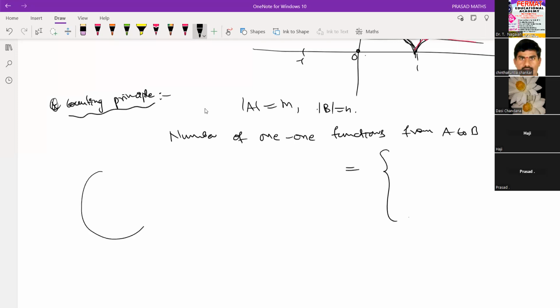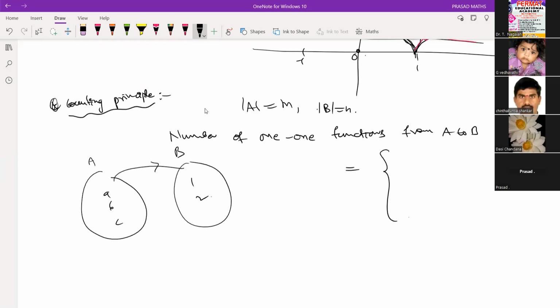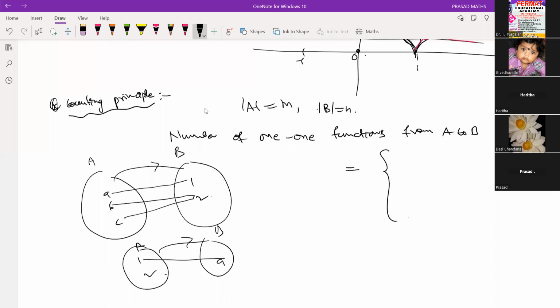See, suppose I have given A, B, C, and 1, 2. Can you draw one-one functions? Can you give a one-one function? No, sir. What did you observe? You need to have a restriction. Suppose m is bigger than n, we can have a problem. There is no one-one function.